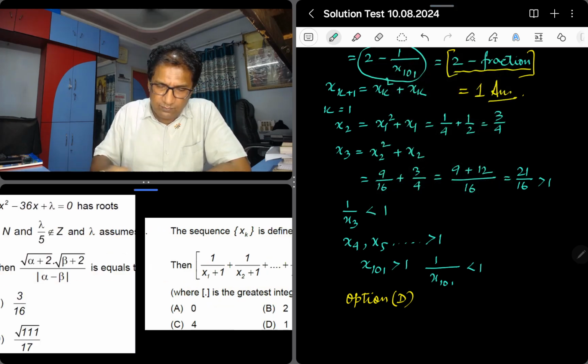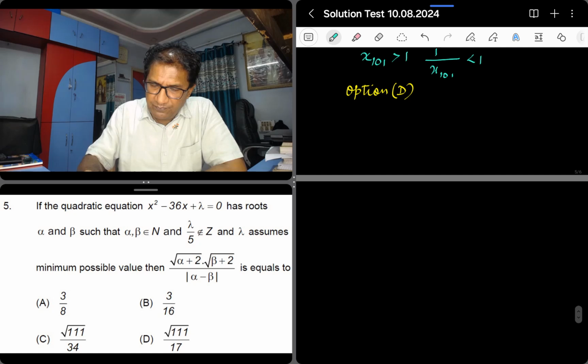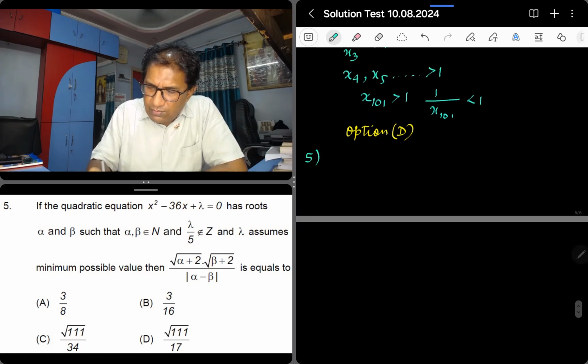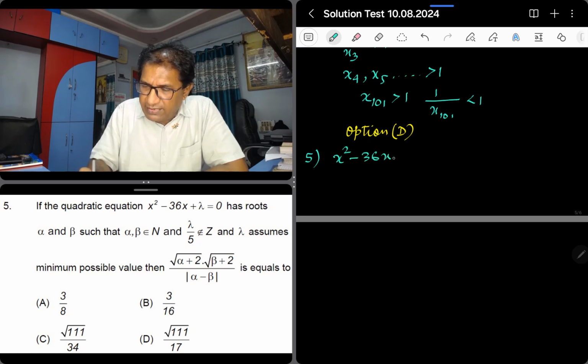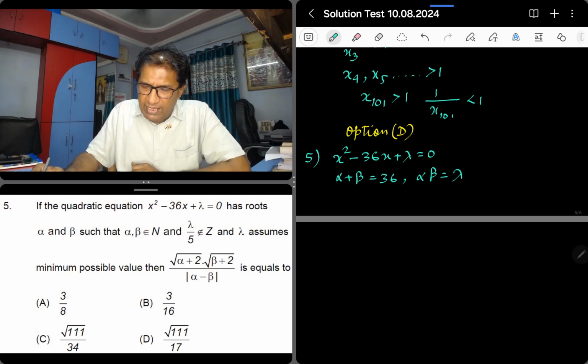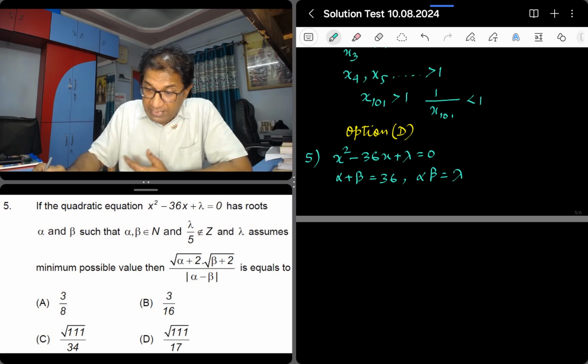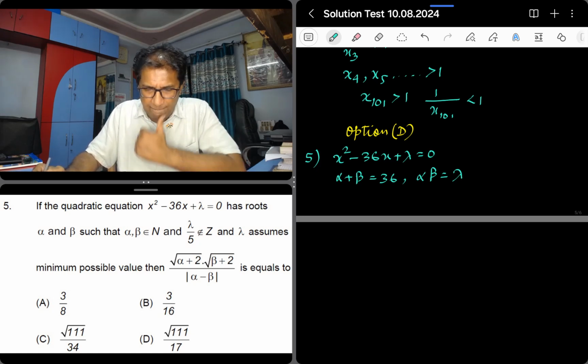Okay. Now, in this question, they have said that alpha, beta are the two roots of this given equation: x square minus 36x plus lambda equals to 0. So therefore, we can write that alpha plus beta is 36 and alpha beta is lambda. Now, we have to assume the minimum value of lambda and we have to find out the value of the given expression. That is root alpha plus 2, root beta plus 2 divided by mod of alpha minus beta.